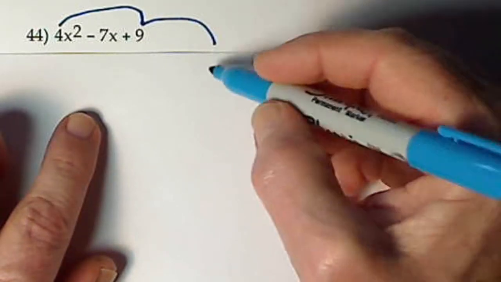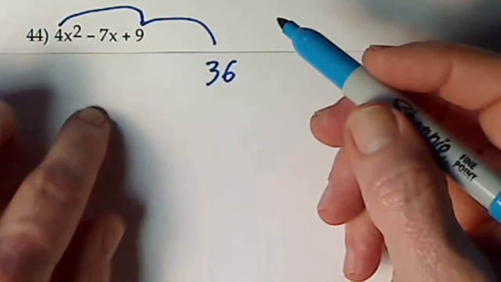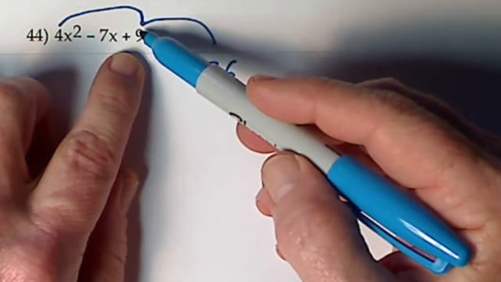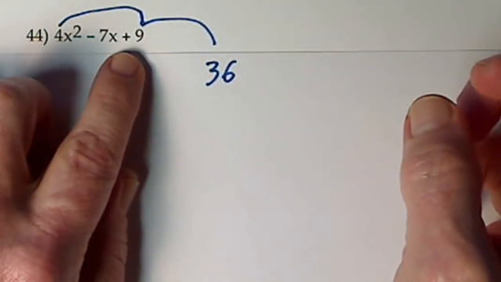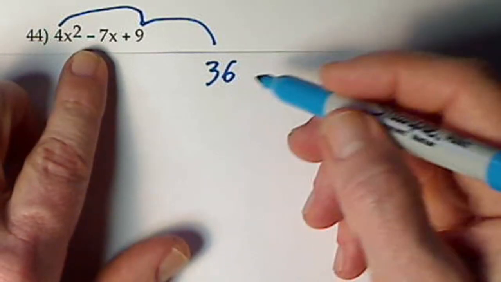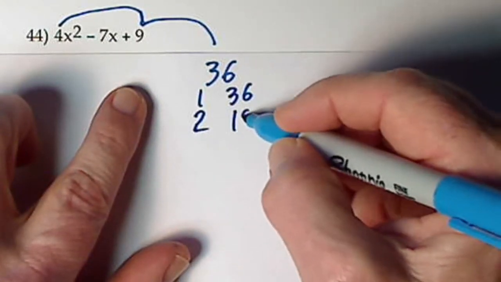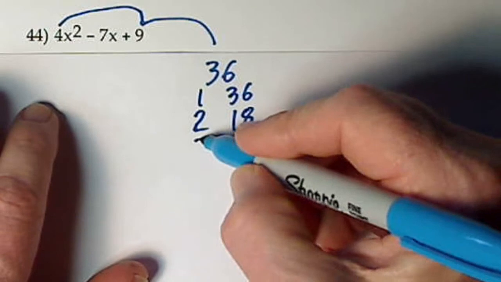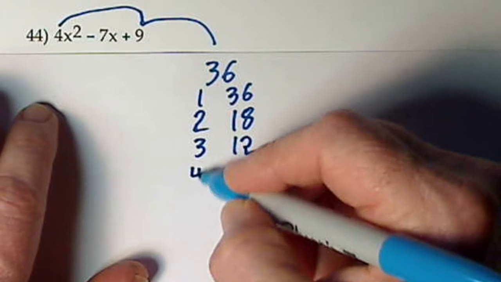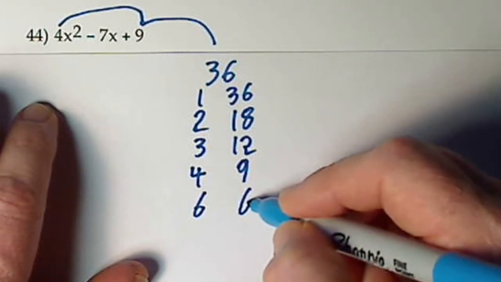My preference is the box method. So 4 times 9 is 36. If that's positive, that means I use positive times positive or negative times negative to get my 9. So that means I want a sum of negative 7. So I list all my factors, 1 and 36, 2 and 18, 3 and 12, 4 and 9, 5 won't work, 6 and 6.